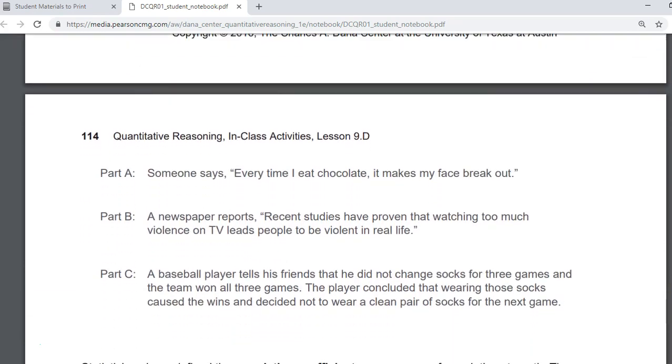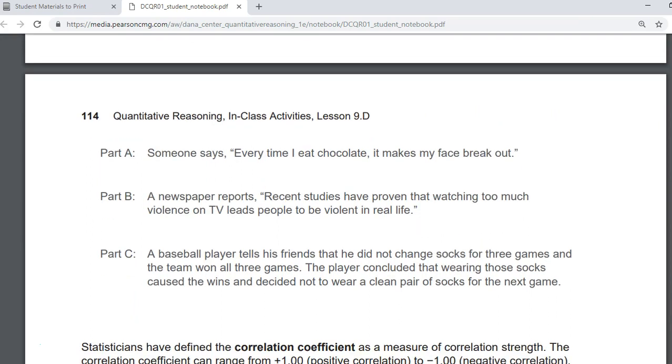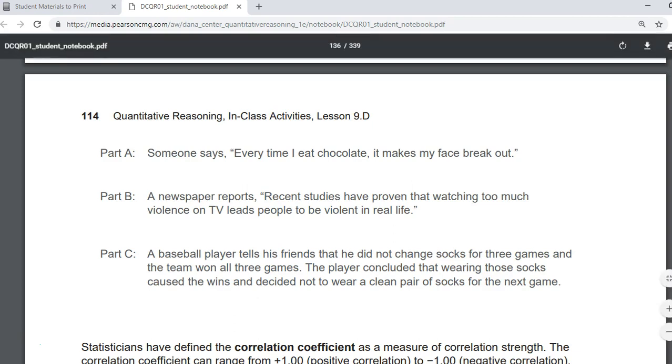And then right here, I was telling my students in class today, can you be creative? Can you think? In other words, like on part A, if somebody did say, every time I eat chocolate, it makes my face break out. Write a couple of sentences about this, like either agreeing and why, or writing in some confounding variables of, it may not be the chocolate, it might be, and write a couple of ideas as to what you think it might be.